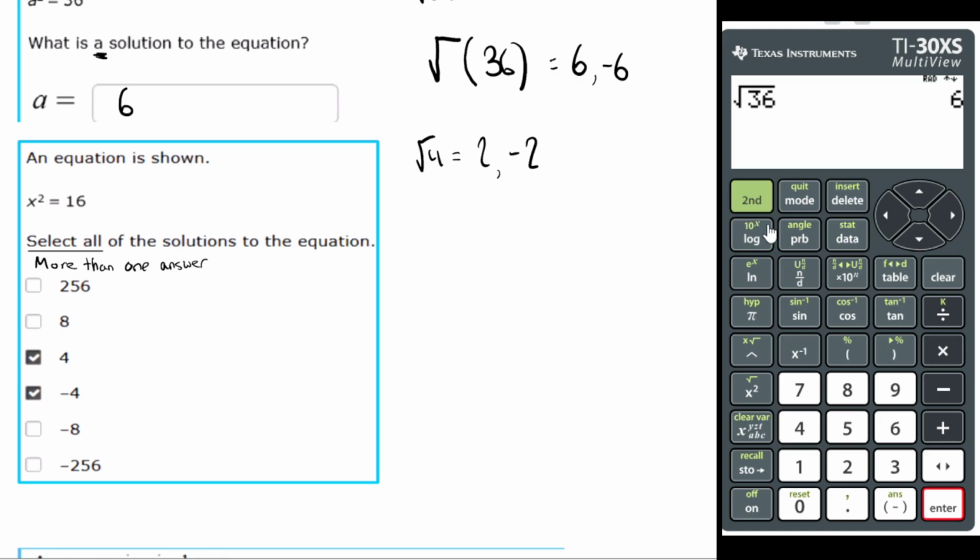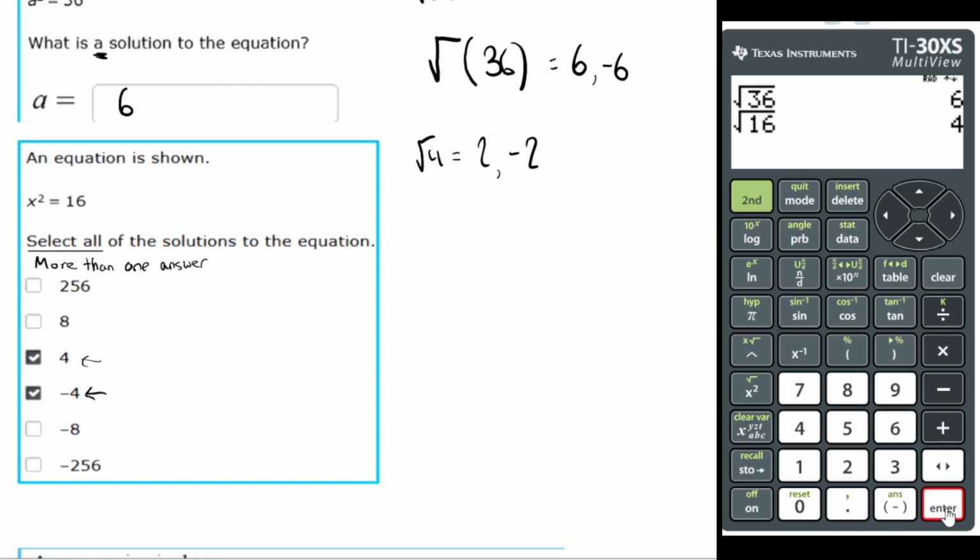Because if you take the square root of 16, you go back into your calculator, you go second square root, put in 16, and you will get 4, because 4 times 4 is 16. So you would check off 4. And also, negative 4 times negative 4 is also 16. So you would check off that one as well.